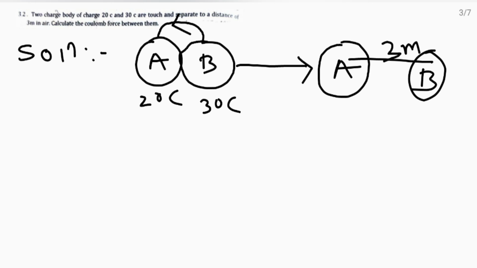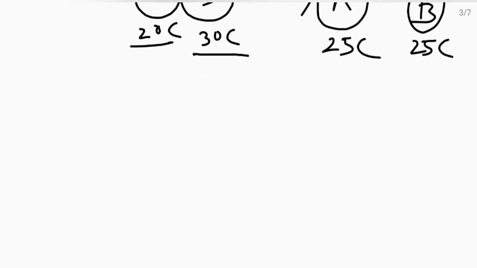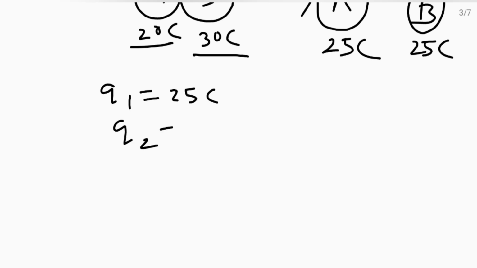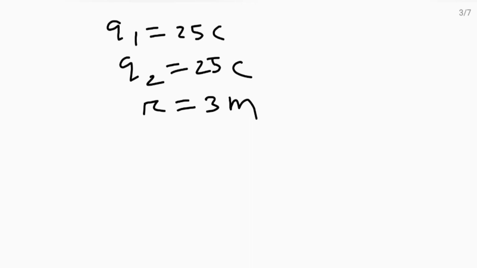So before contacting, total charge is 20 plus 30. How much? 50. So divided by 2, it will be 25 coulomb, 25 coulomb. So after contacting, each of the charged bodies A and B will have charge 25 coulomb. Now we have to find the force between them. So Q1 is 25 coulomb, Q2 is also 25 coulomb, and separation between them is 3 meter. So now we can easily find out the Coulomb force.